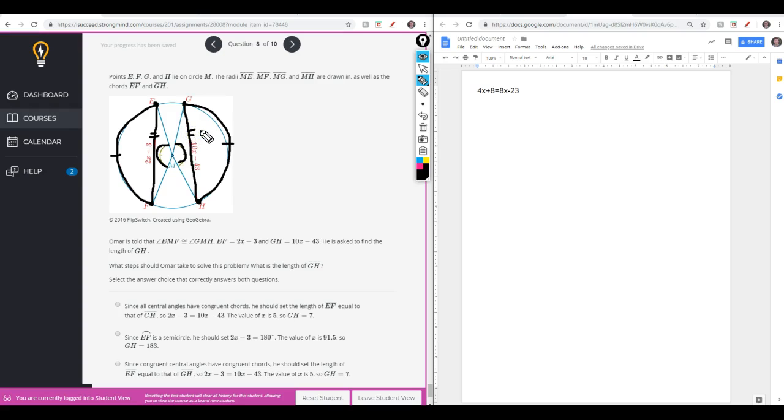Some of you might be jumping to the point, well then could I just say that central angles that have the same measure also have chords that have the same measure? Yes, that is correct. We could jump there. So let's see. Since congruent central angles have congruent chords, he should set the length of segment EF equal to that of GH. So 2x minus 3 is equal to 10x minus 43. The value of x is 5, so GH is equal to 7.